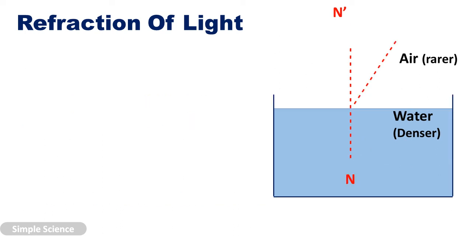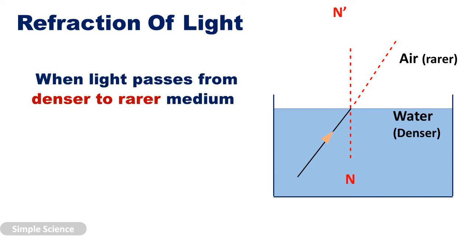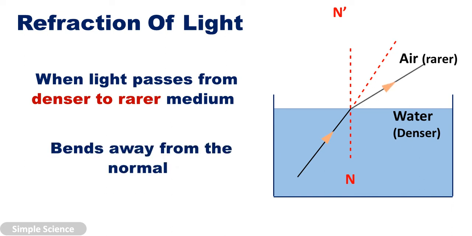Now what happens when light travels from a denser medium to a rarer medium? Here the denser medium is water. So when it travels from water to air, in which direction will it bend? So when light travels from a denser medium to a rarer medium, it bends away from the normal. So the refracted ray bends away from the normal.